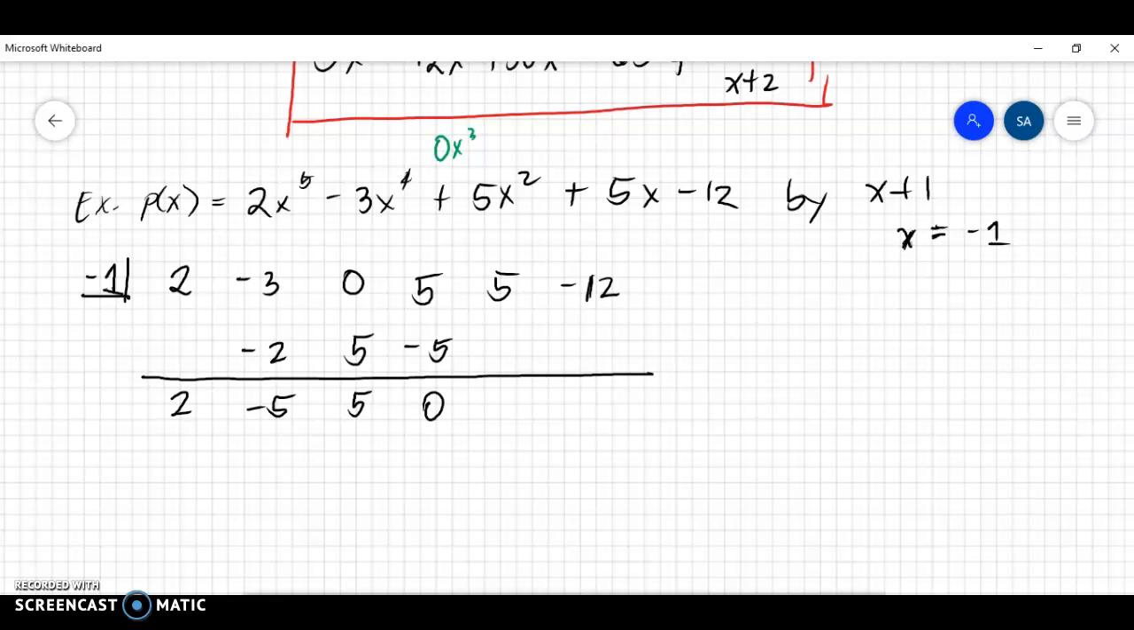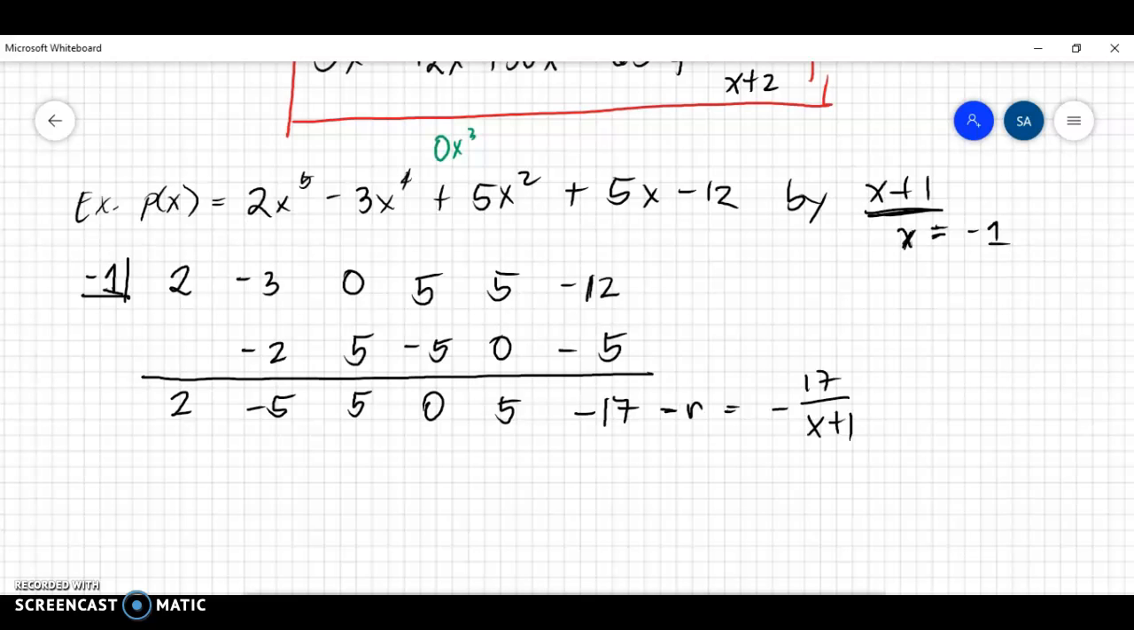Because we are adding a positive and negative number, therefore we should follow subtraction. So 0 minus 1, we have 0. 5 plus 0, we have 5. 5 times negative 1, that is negative 5. Adding negative 12 and negative 5, we have negative 17. You have a remainder of negative 17. Therefore, negative 17 can be expressed as 17 over our divisor x plus 1.